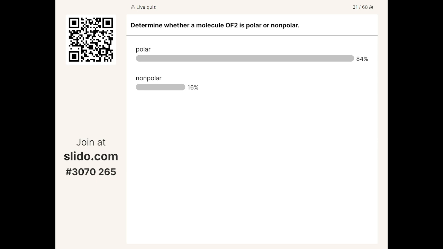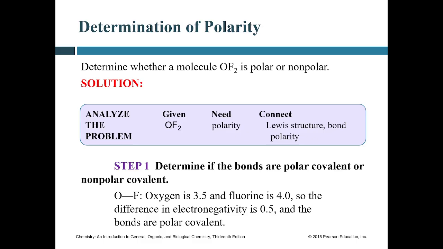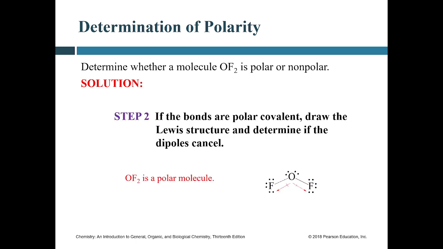Okay, and so it is polar. That is correct. And why is it polar? Well, there's two parts to this. First off, you have to figure out, is it going to have a polar covalent bond? Oxygen and fluorine have a significant electronegativity difference, so they will have a polar bond. The second part we have to figure out is whether this adds up to an overall molecular dipole. We would have to write this out in a three-dimensional-ish way so we could figure out, are they going to cancel out?